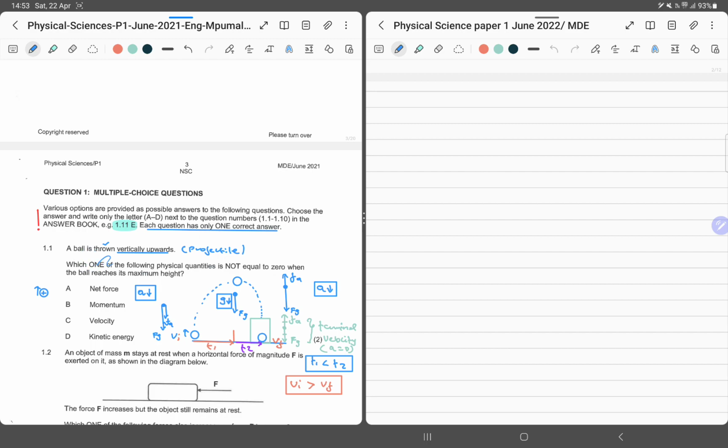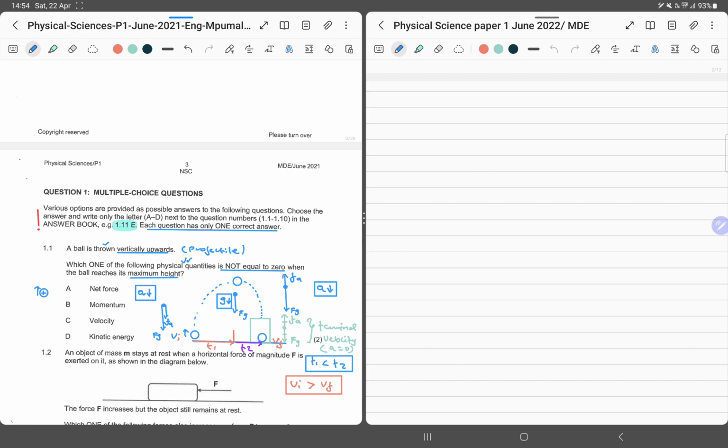Now the question says, which one of the following physical quantities is not equal to 0? So which one is non-zero in here? We can obviously tell that the acceleration is downward. It's still accelerating at the maximum height due to gravity. It accelerates again due to some combination of gravitational acceleration and influences of air friction, until it does not accelerate at that point when it reaches terminal velocity. So essentially, the question now is related to the maximum height.